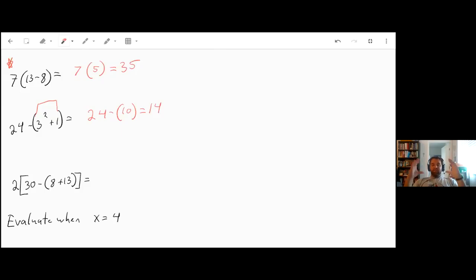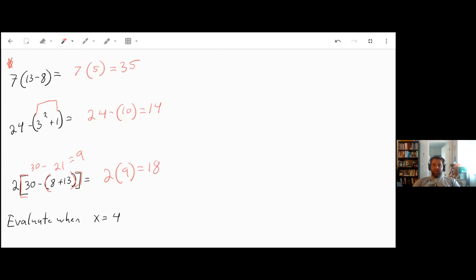Now this third one, we actually have stacked parentheses, and sometimes a book will use different types of parentheses to help you keep track of where it's stacked. So we have these blocked parentheses right here and here, and inside of that we have the rounded parentheses. We have to start within the innermost set of parentheses first, and then work our way out. So 8 plus 13 would give us 21. 30 minus 21 would give us 9. So what's left then is 2 parenthesis 9, which means 2 times 9, which is 18.